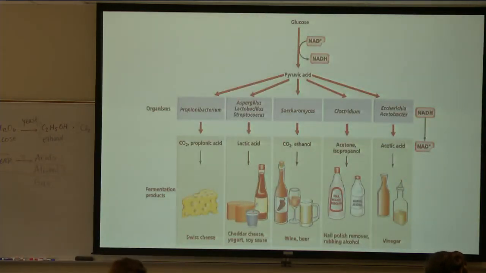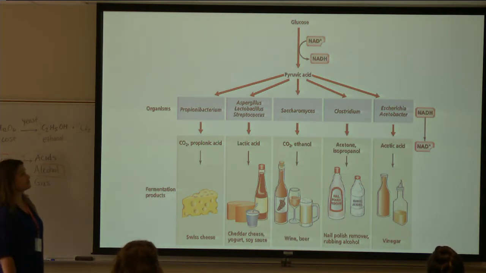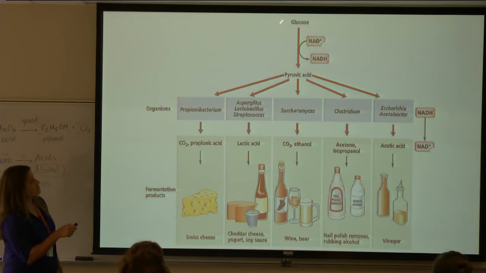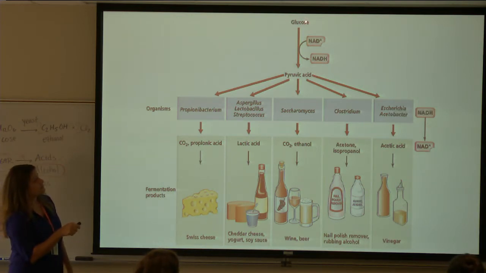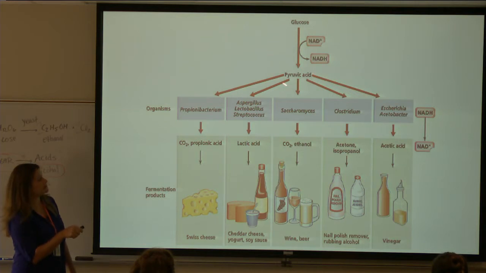This table is not in your textbook. I just grabbed this table online, and it's really, really good because here you can see glucose getting broken down into pyruvic acid. This is glycolysis. Once you have that pyruvic acid, depending on the organism undergoing the fermentation, you can see what the products would be.